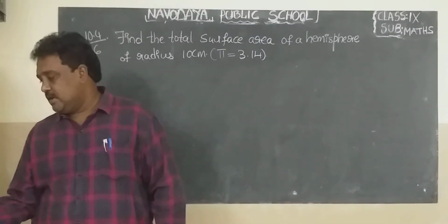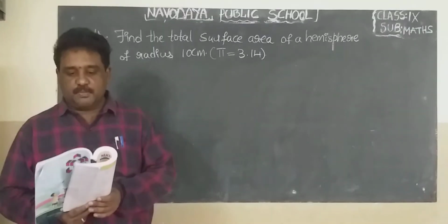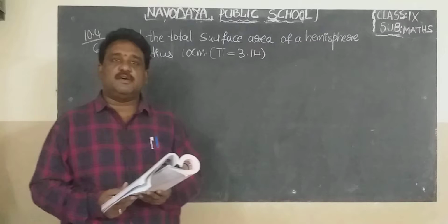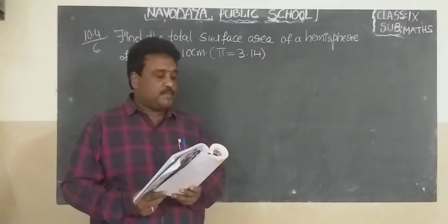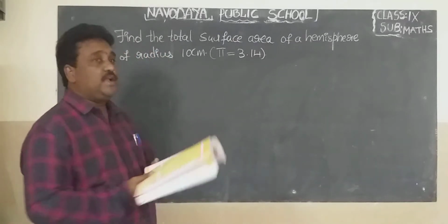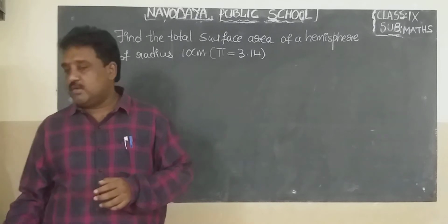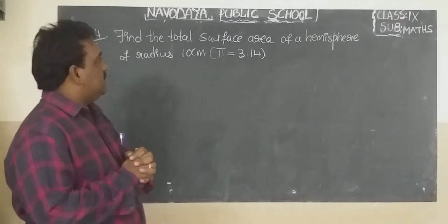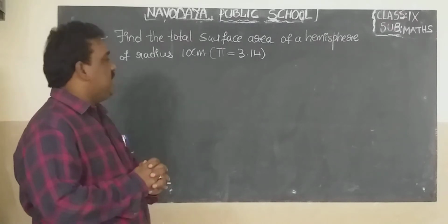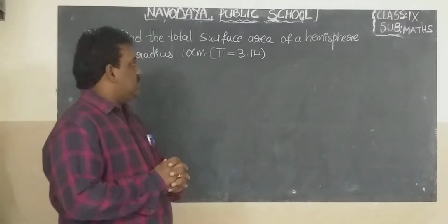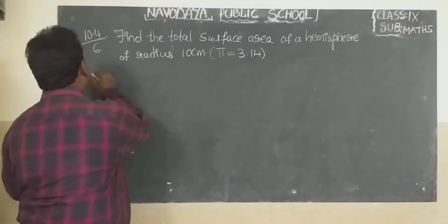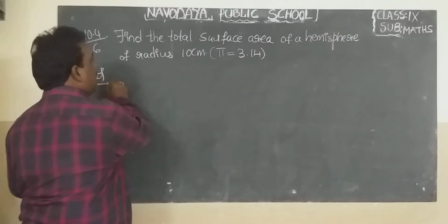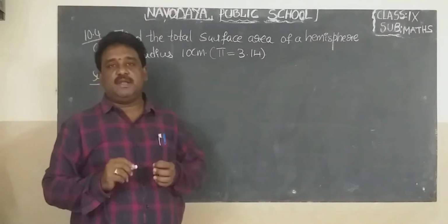Morning students. In the last class, exercise 10.4, 4-5 sums were completed. Now write down problem number 6. 10.4, problem number 6. So what is problem number 6? Find the total surface area of a hemisphere of radius 10 centimeters.